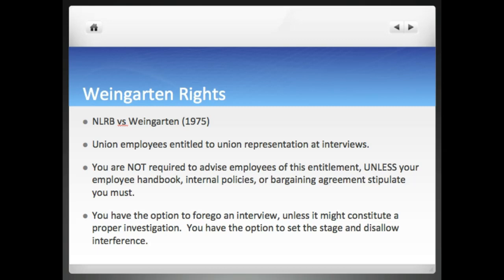But it is not required by law that you advise a union employee that they have the right to that union representation, unless you have it written somewhere else in your union agreement or in an employee handbook somewhere. Something as a security investigator you should be reading before you ever get to any of your cases. You should know all of your internal rules before you start. Great practice to have anyway.